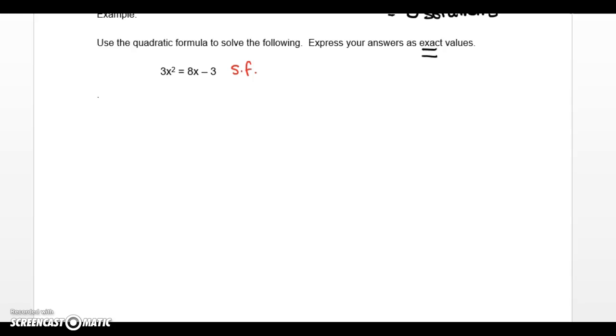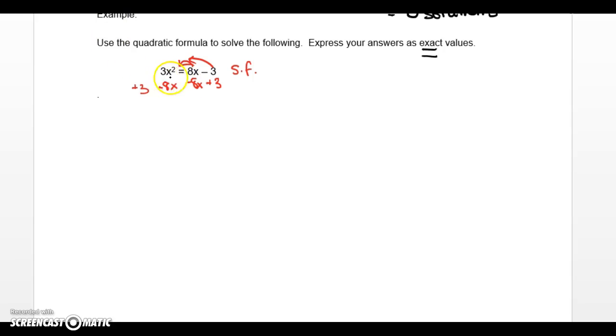So just because this makes my brain happier, I'm going to move everything to the right-hand side. So I'm going to move my 8x across by subtracting 8x from each side. I'm also going to move that negative 3 over, and to do that we're going to do an opposite operation, so we're going to add 3 to each side.